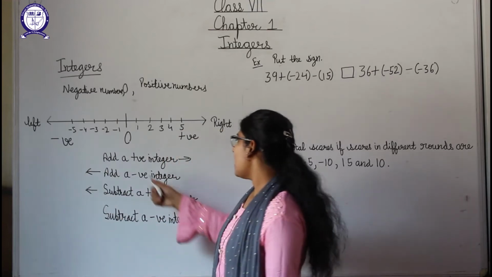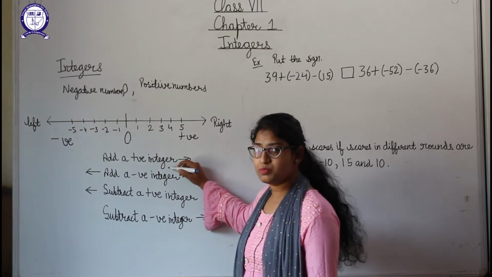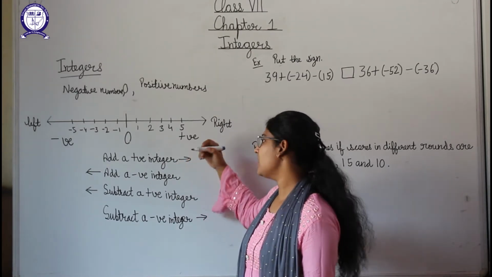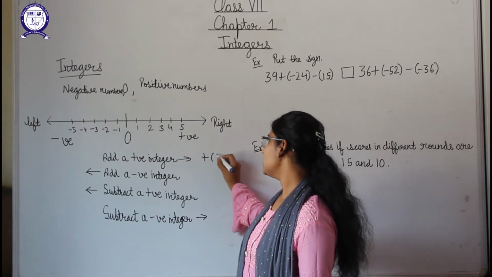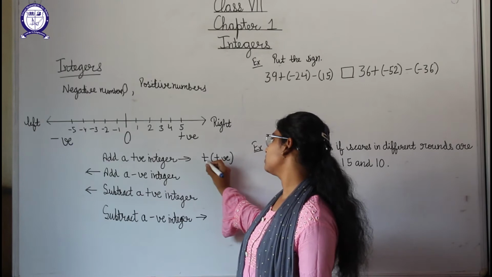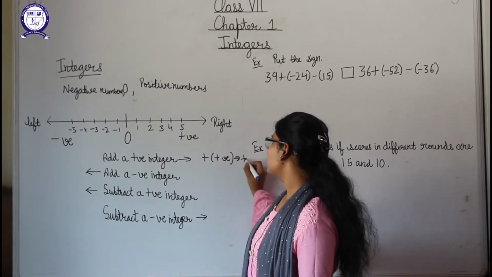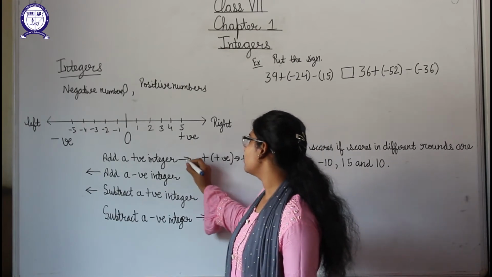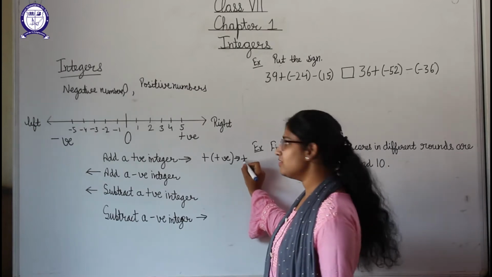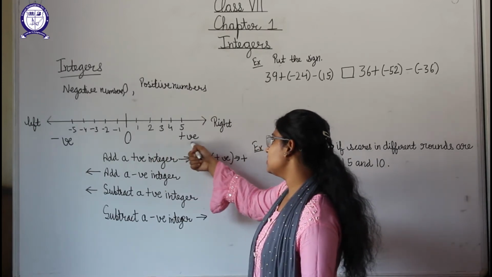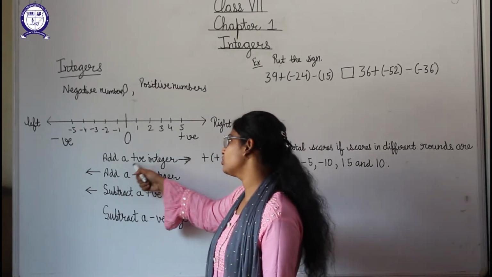Okay, now add a positive integer. Students, if one integer is given to us and we have to add a positive integer, what we have to do is add, and the integer is positive, so plus plus gives us plus sign only. So towards which direction will we move? We will move towards the right, as the direction of positive integers is the right side, so we will move towards the right side when we have to add a positive integer.